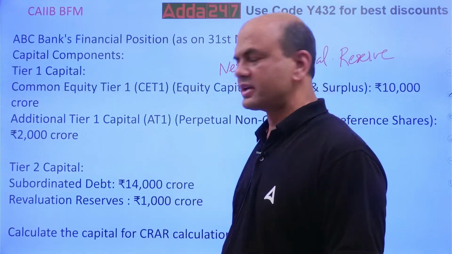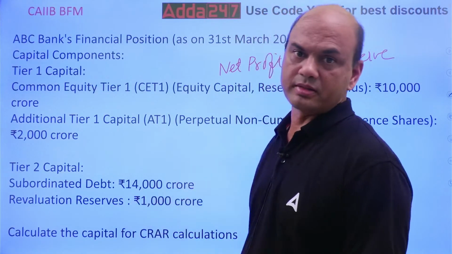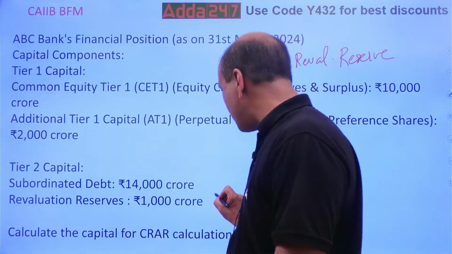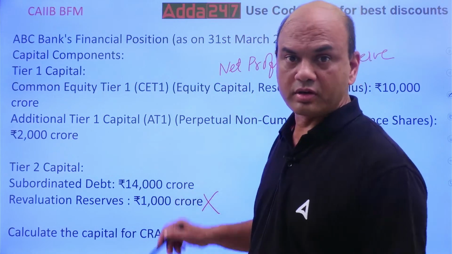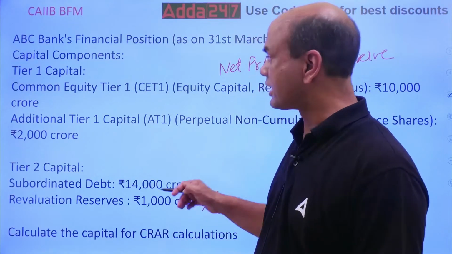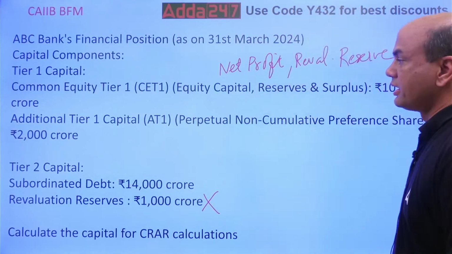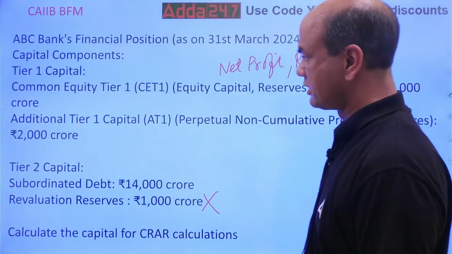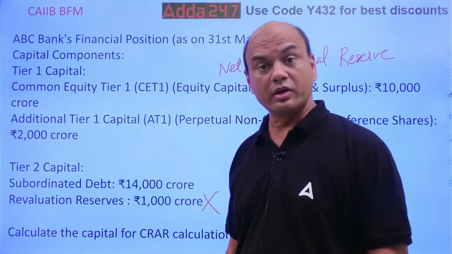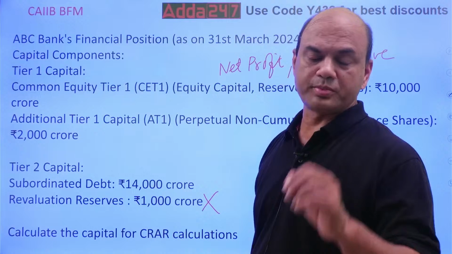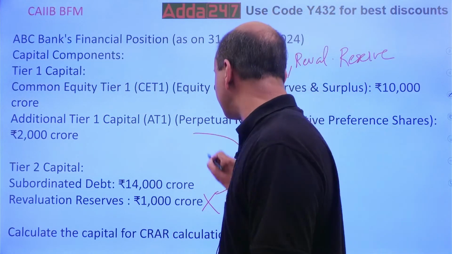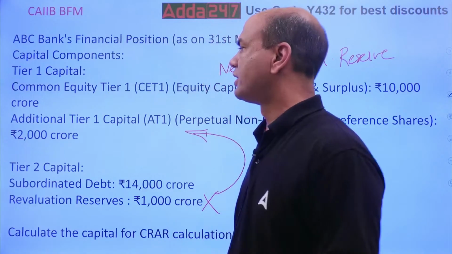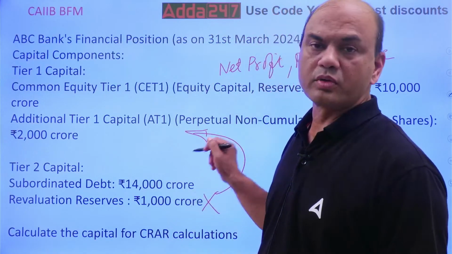This revaluation reserve is given in tier 2 capital. This is wrong. That's why I gave this over here. It is not right. Got it? It is not correct. How many of you spotted this? Revaluation reserves are a part of tier 1 capital. They are not a part of tier 2 capital.